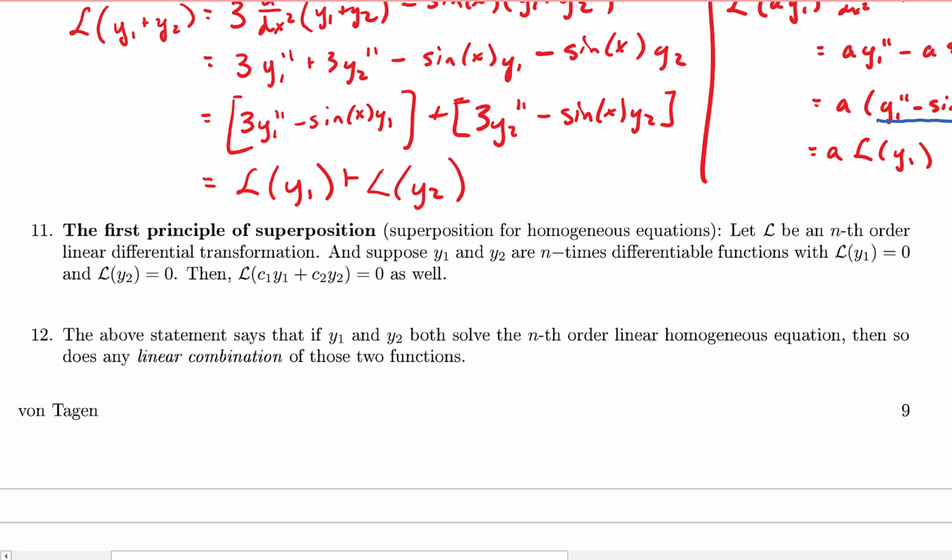So now we get into the idea of superposition, and I'm going to address that in the next video.